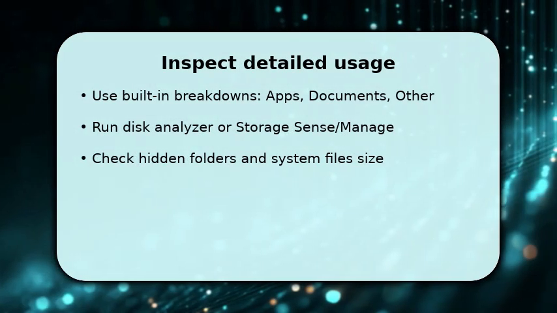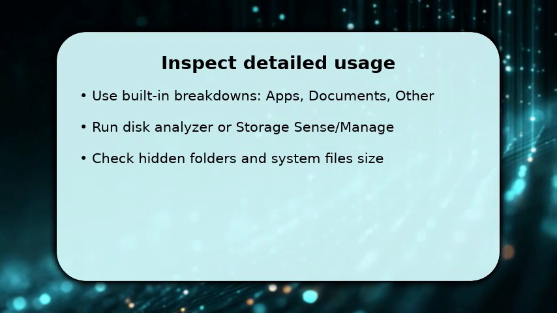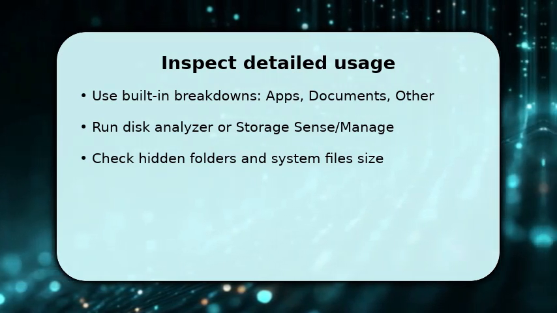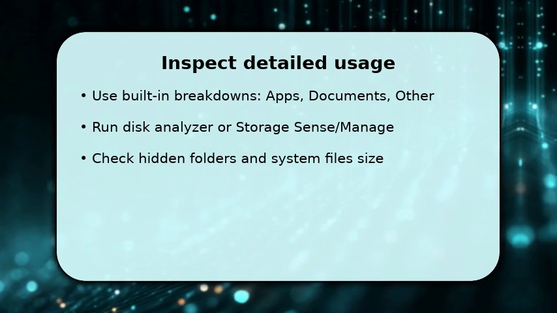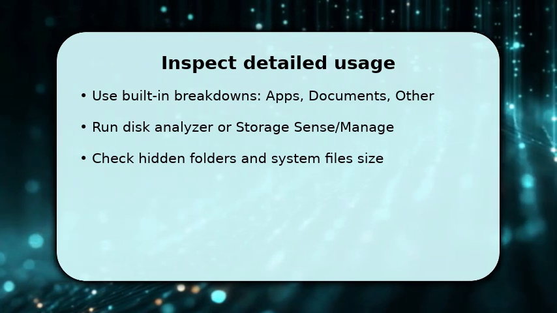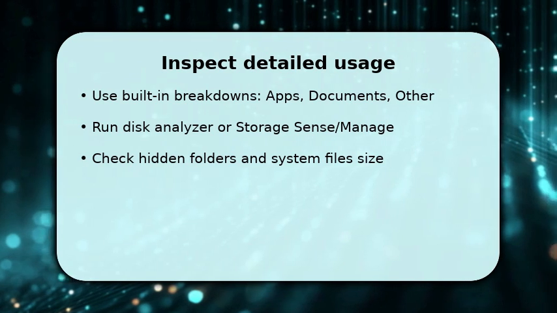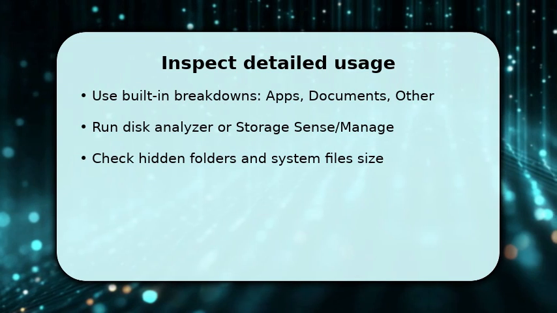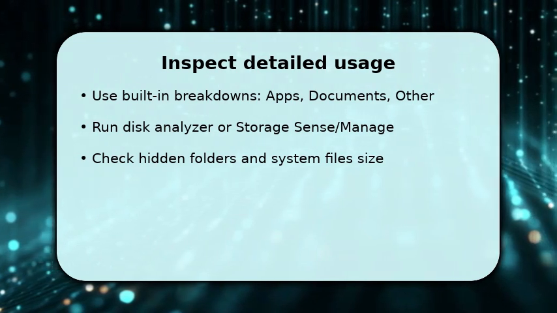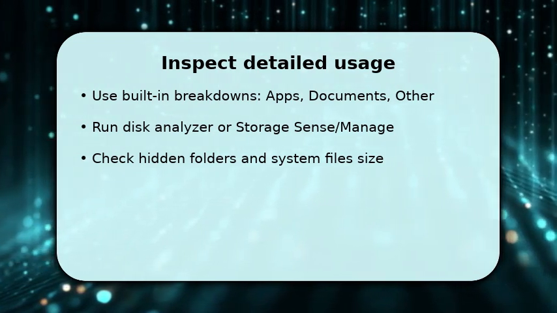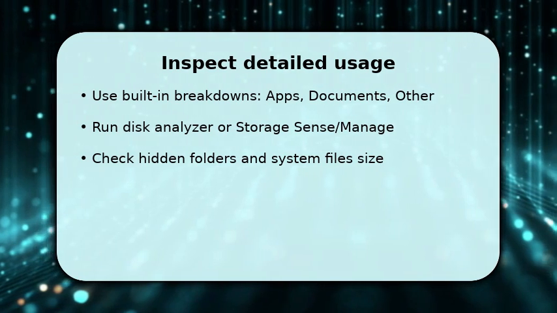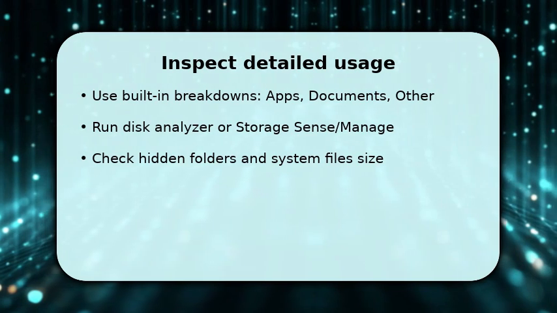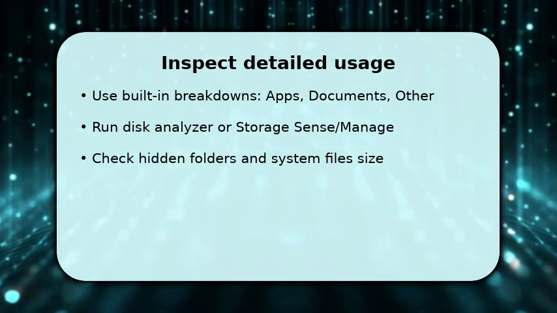Now you dig deeper to find what consumes space. Use the built-in breakdowns, apps, documents, other, and system to see category sizes. On Windows, enable Storage Sense or open Disk Cleanup and run Analyze. On macOS, click Manage for recommendations. On Linux, run Baobab or NCDU for a folder-by-folder map. Make sure to show hidden folders and system files because large caches or old installers often hide there. This reveals big targets for cleanup and why space is low.